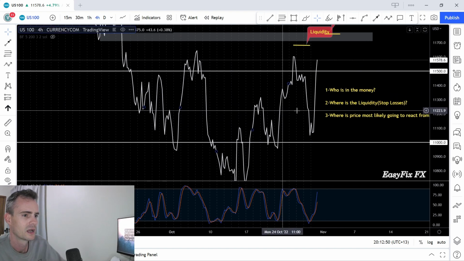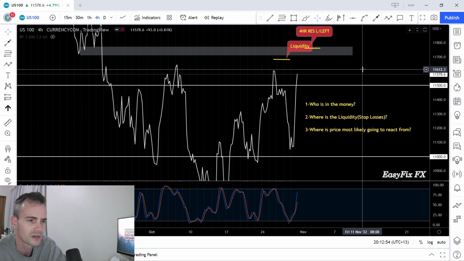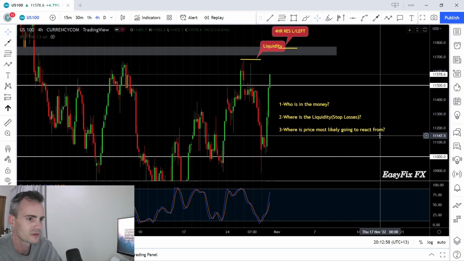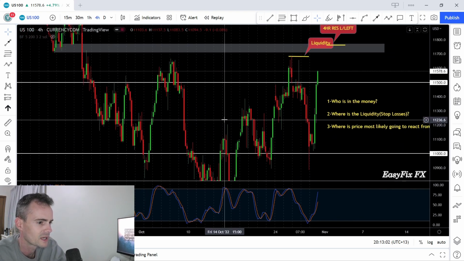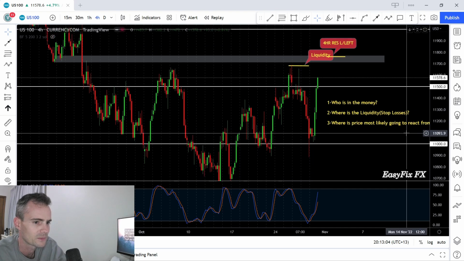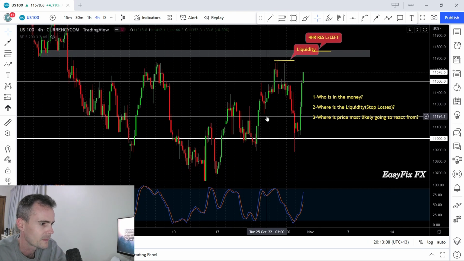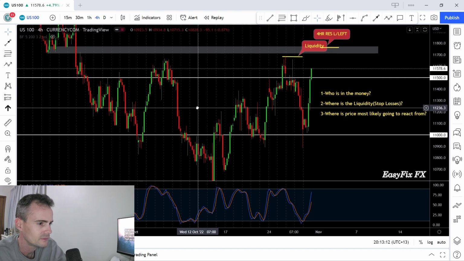So I'm always looking to trade from areas where price hasn't reacted yet. Because if it's already reacted from there, I'm not interested in trading from that level, because it's already happened. It's already reacted from there. So I'm always looking to trade from areas where price hasn't reacted from. Just trying to find another example here.